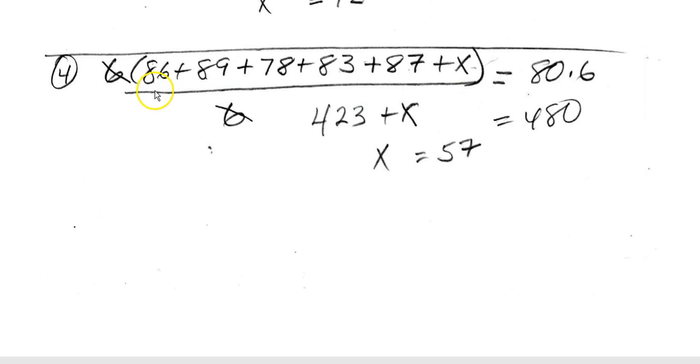Here's another averaging problem. We had 5 scores. What will the 6th score be? Again, divided it by 6, multiply both sides by 6, added these up, subtracted this from the 480, we get x is 57.